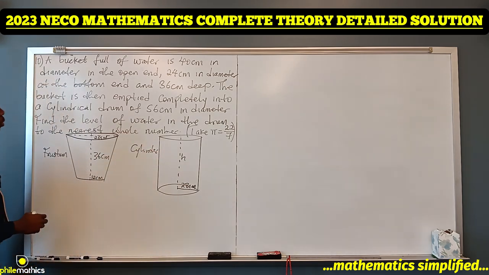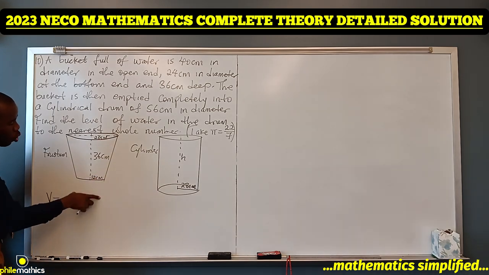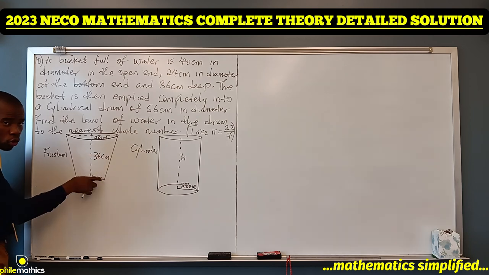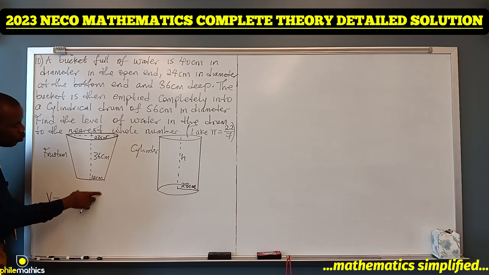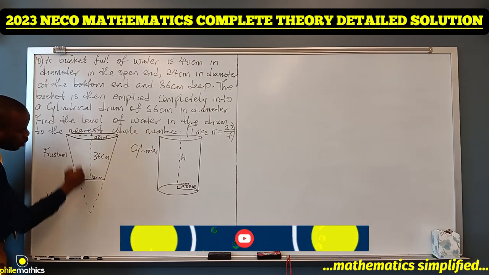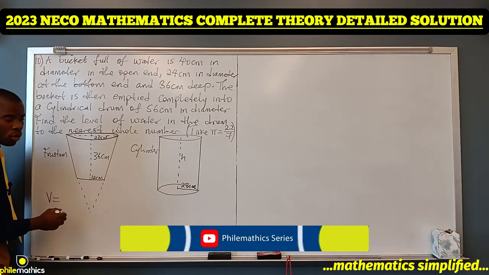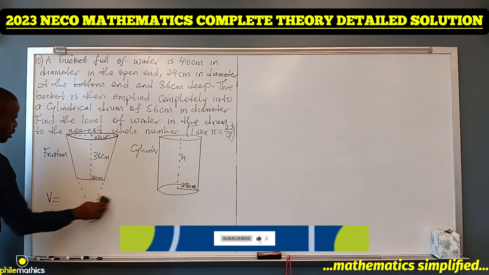What's the volume of a frustum? There are two formulas we can use to get the volume of a frustum. The first one, which is the one that takes time, is to find the volume of the complete cone, because a frustum is gotten from a cone, and subtract the volume of the smaller cone. So if we complete this, we'll find the volume of the big cone minus the volume of the smaller cone. We get the volume of this frustum. But that will take a longer process.